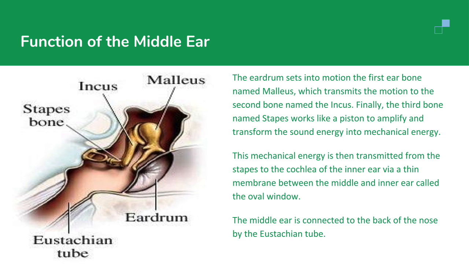the incus. Finally, the third bone, named stapes, works like a piston to amplify and transform the sound energy into mechanical energy. This mechanical energy is then transmitted from the stapes to the cochlea of the inner ear via a thin membrane between the middle and inner ear called the oval window. The middle ear is connected to the back of the nose by the eustachian tube.